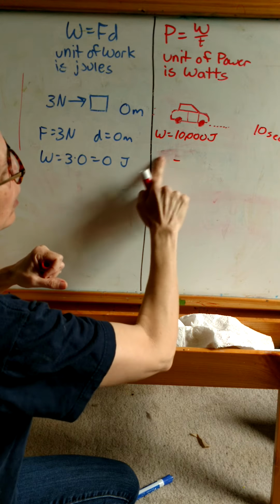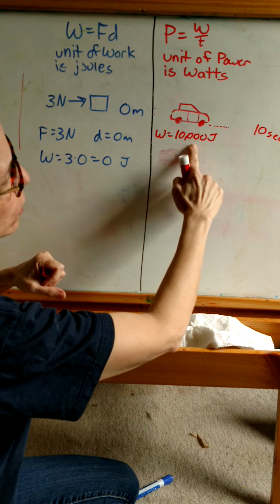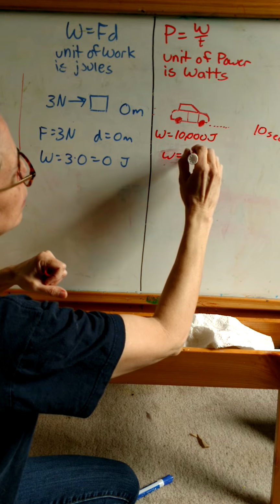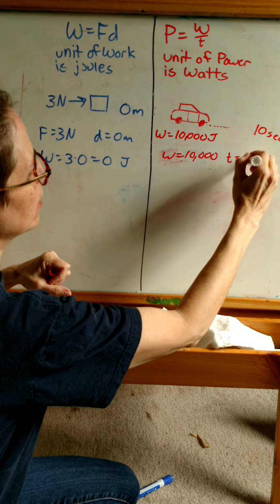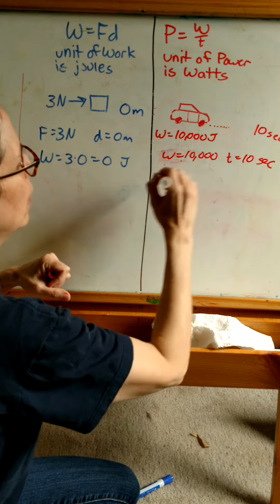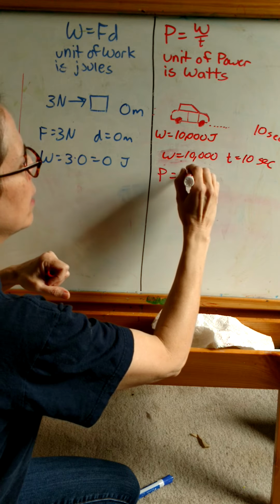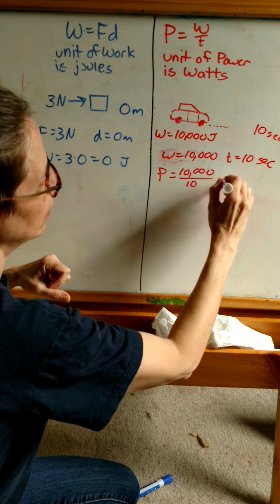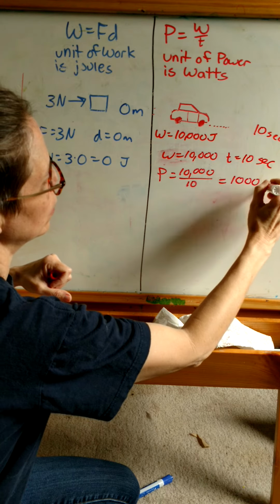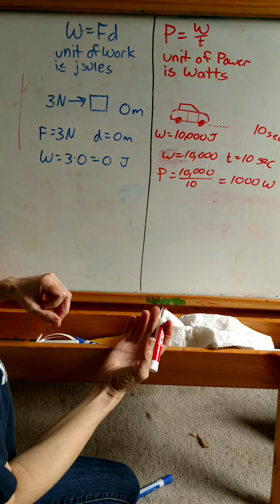Power equals work over time. My work is 10,000 joules. My time is 10 seconds. So my power is 10,000 divided by 10 equals 1,000 watts of power.